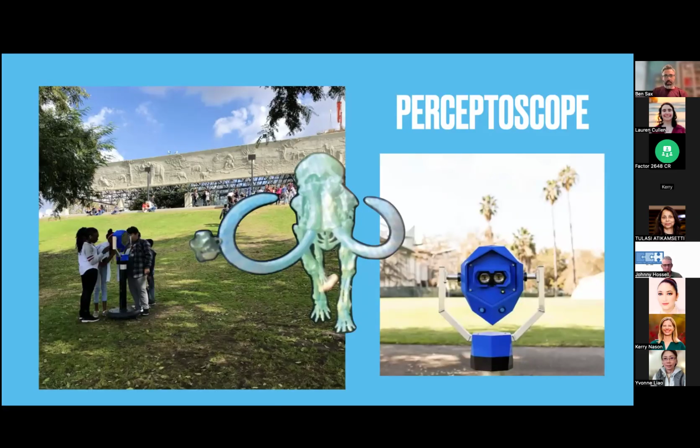So my projects really began first with Perceptoscope. I started this project back in late 2013, early 2014, and the idea was to build a coin-operated binocular style viewer for augmented reality experiences. And I went through about 6 prototypes building it out.